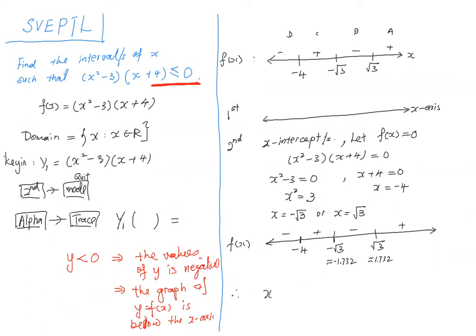Right? So your answer will be x must be less than or equal to negative 4, or x must be between or equal to negative root 3 and root 3. So this is how we use a sign diagram to help us solve inequality. Got it?